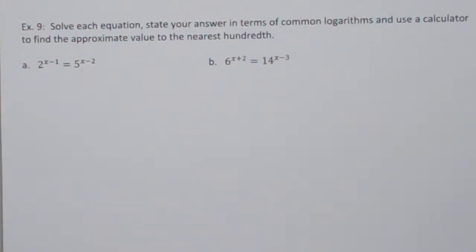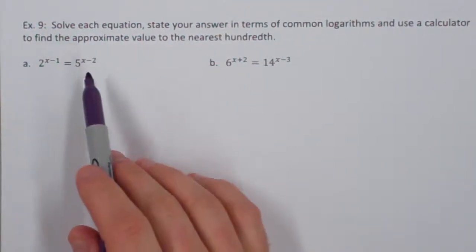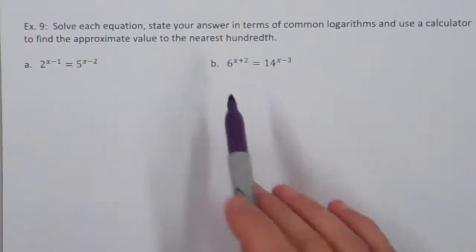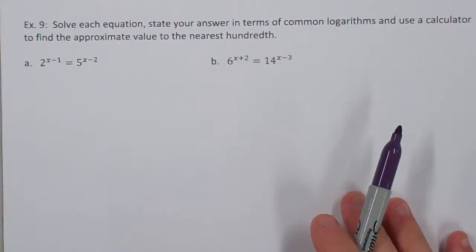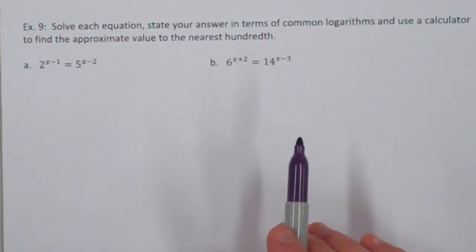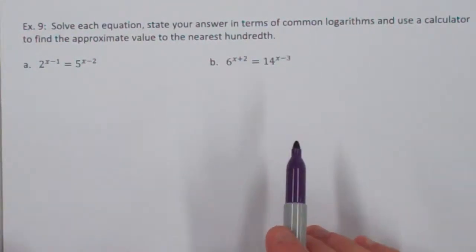In example 9, we have a couple problems that are very similar to the ones in example 8, except this time we have two terms up here in each one of the exponents in each one of the problems as well. So we're going to go ahead and try to solve these, and then we'll provide our answer in terms of common logarithms, and then also use a calculator to find the approximate value.